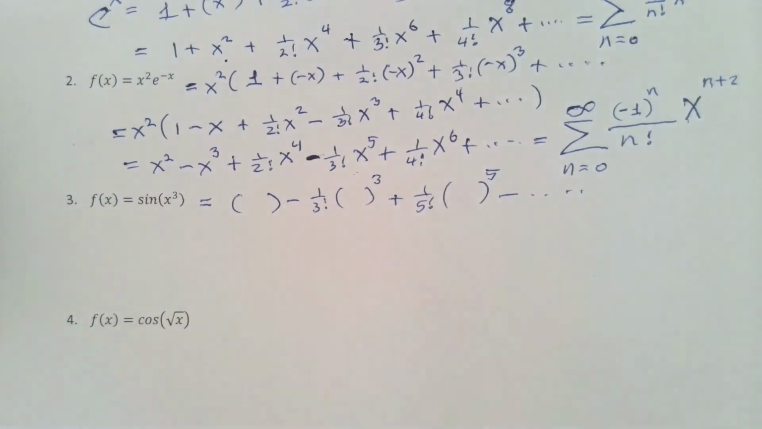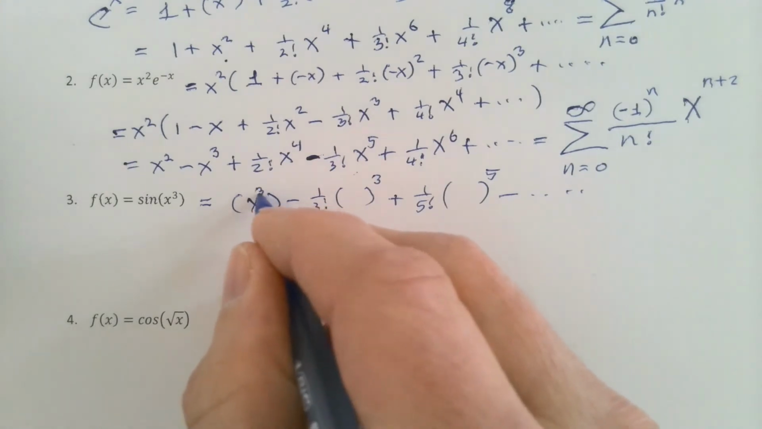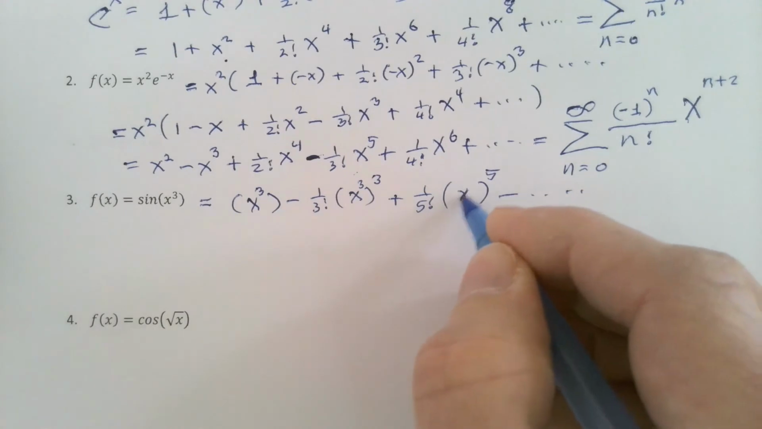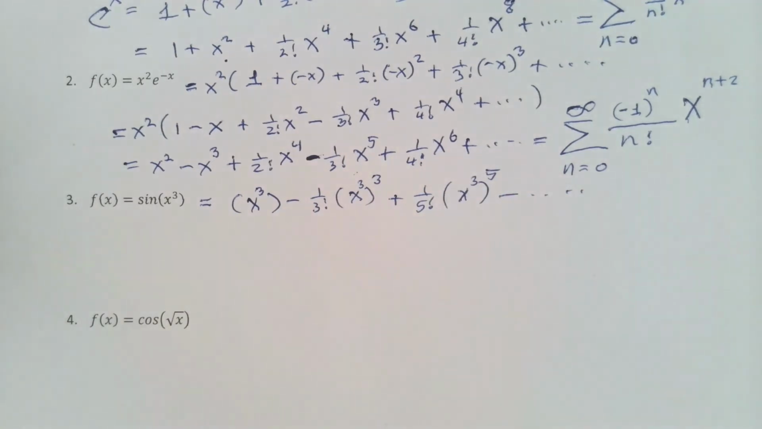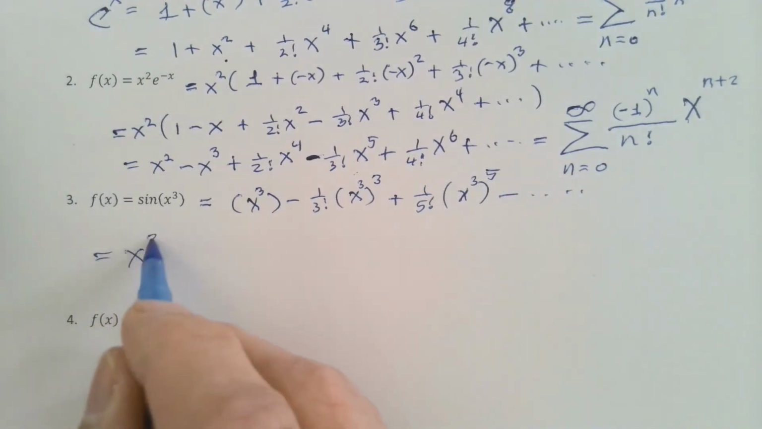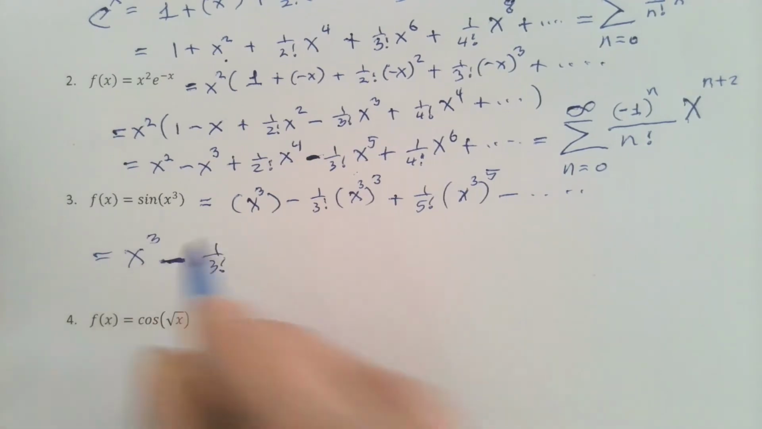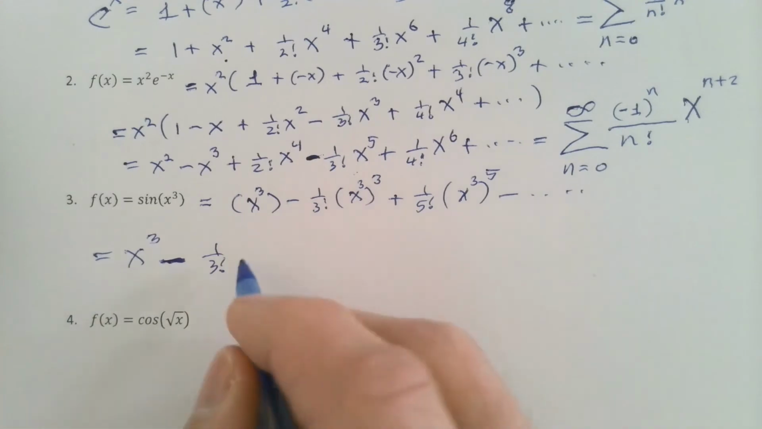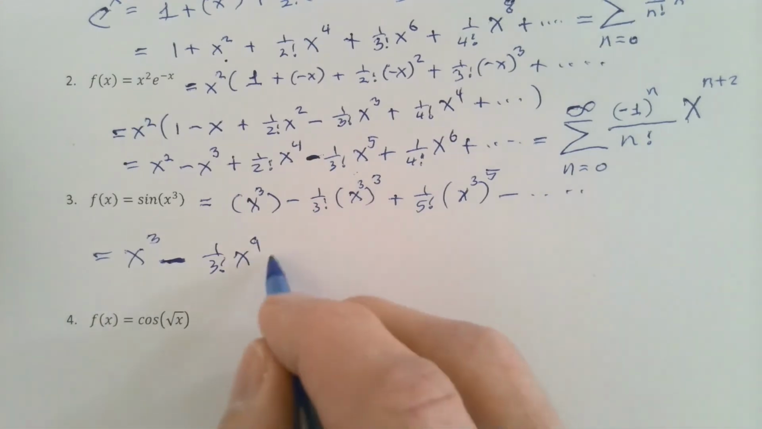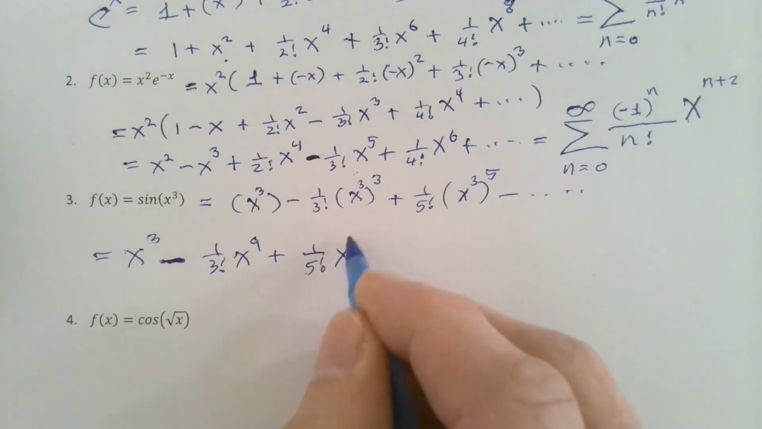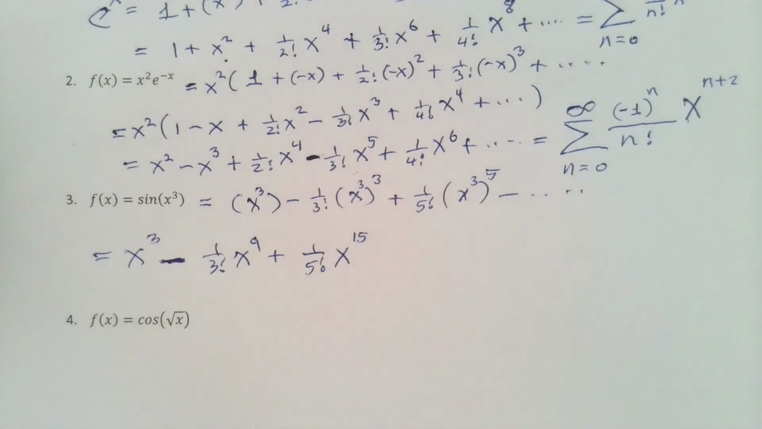And then just drop the x cubed in there and make your adjustments by multiplying exponents. So I'm going to have x cubed minus 1 over 3 factorial x to the 9th plus 1 over 5 factorial x to the 15th. What would come next?